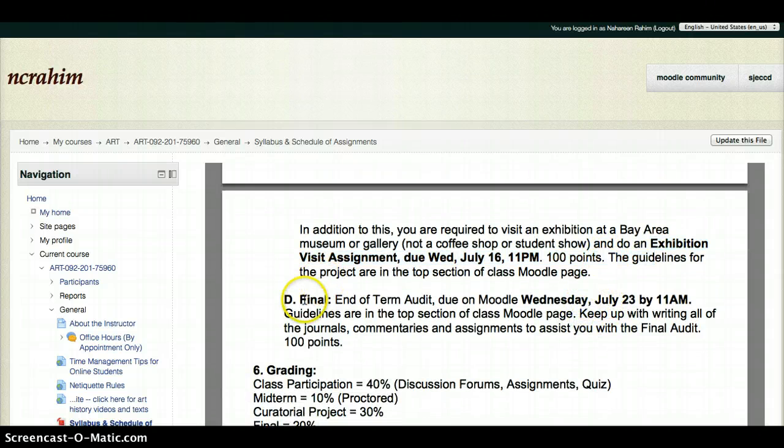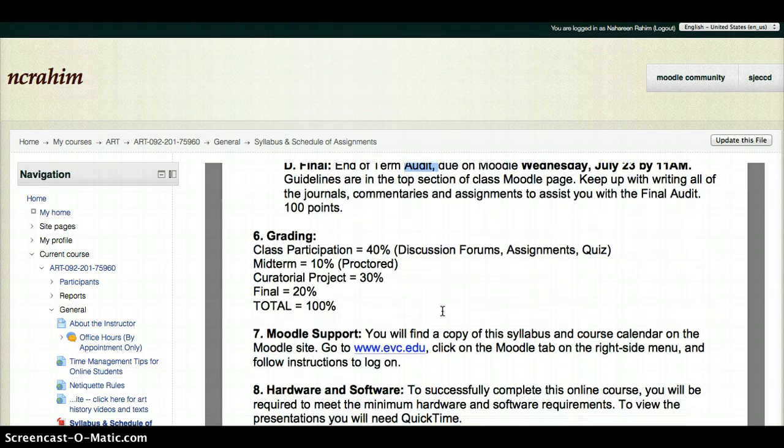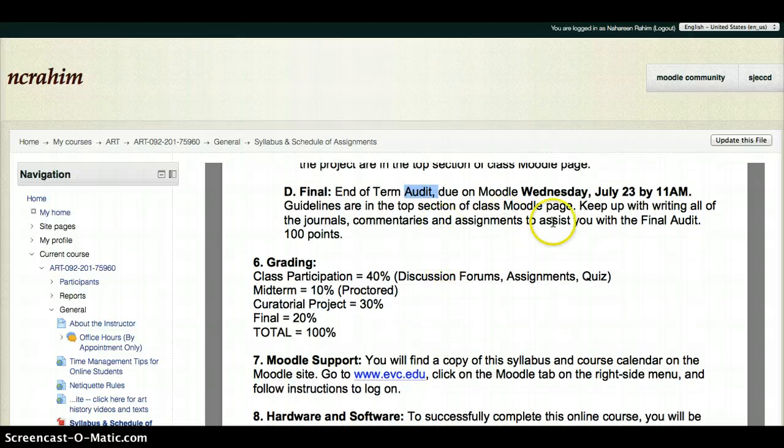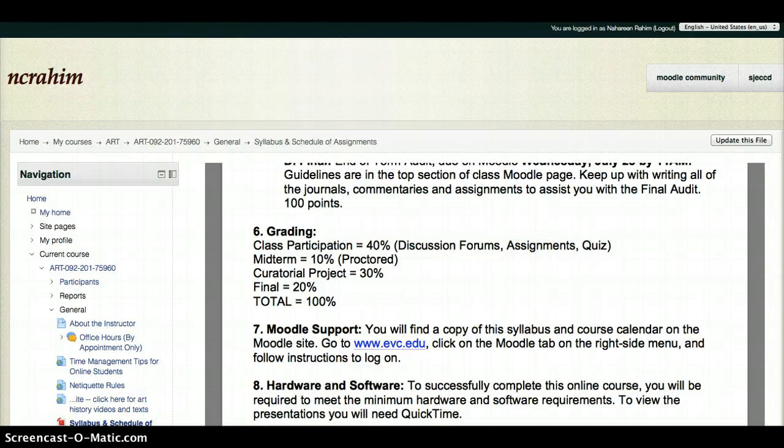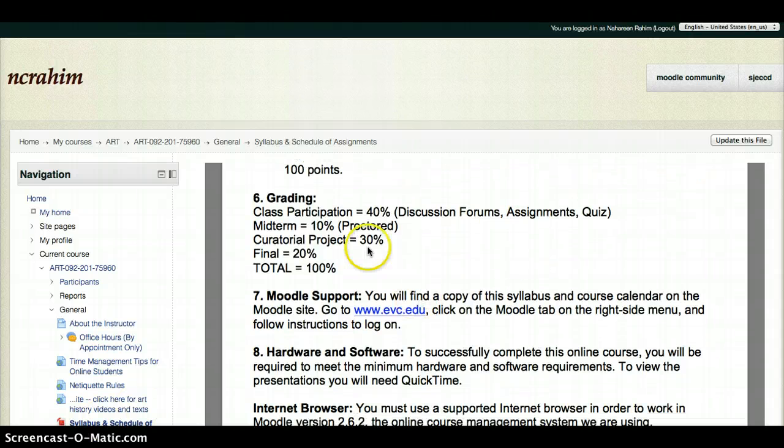The final, it's not a multiple choice final per se. It's written. It's actually an audit of all the writing you did throughout the semester. So basically, you need to keep up with all of that writing. If you miss a lot of journals, commentaries, assignments, you're not going to do very well on the final audit. So that's your motivation to keep you active in writing throughout the course. So the grading is divided into class participation, midterm, curatorial project, and final.